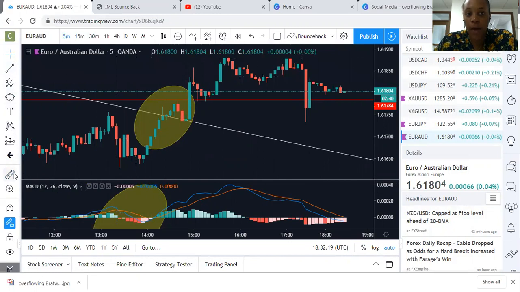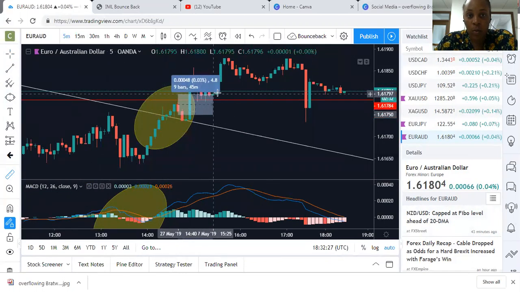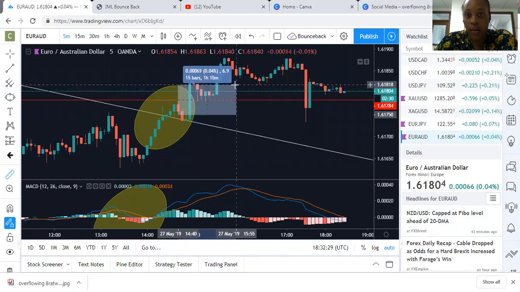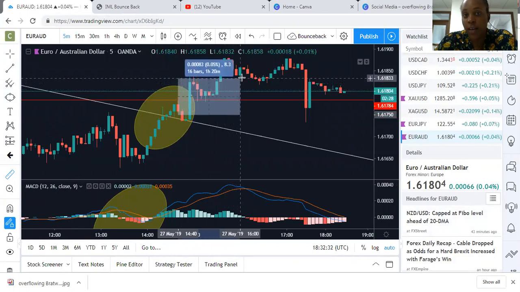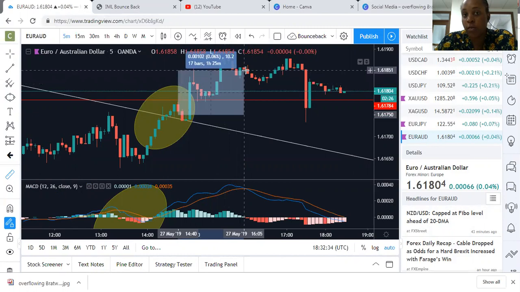But in bounce back, it's also key to protect your profit, right? It's very, very key to protect your profit. So what I usually tend to do is tell the team once you have reached at least 10 pips profit, move your stop loss to entry, right?